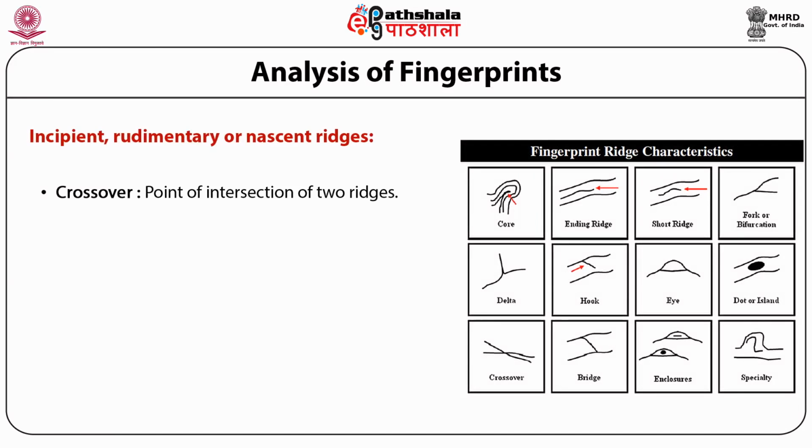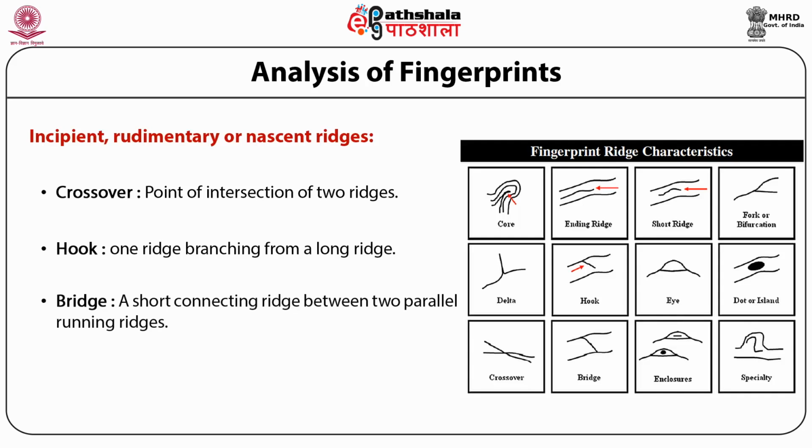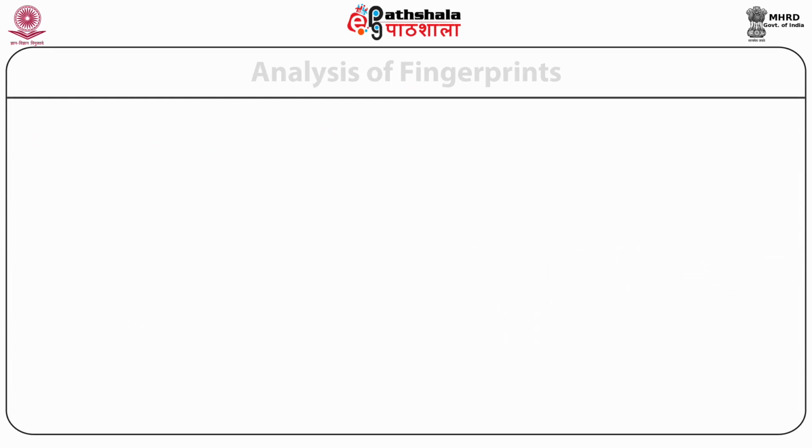Crossover: the point of intersection of two ridges is a crossover. Hook or spur: it is one short ridge branching from a long ridge. And the last ridge characteristic is a bridge. It is a short connecting ridge between two parallel running ridges.